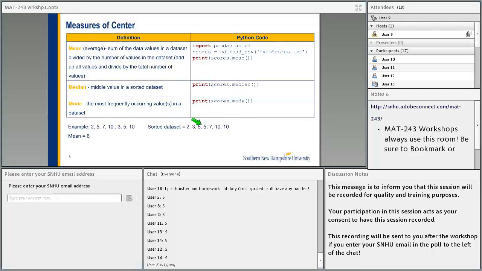But if I had an even number of values in my data set, then there will be 2 middle numbers. And if you have 2 middle numbers, in order to find the median, you have to find the average of the 2 numbers. So just add up the 2 middle numbers and divide by 2. That will be the median.